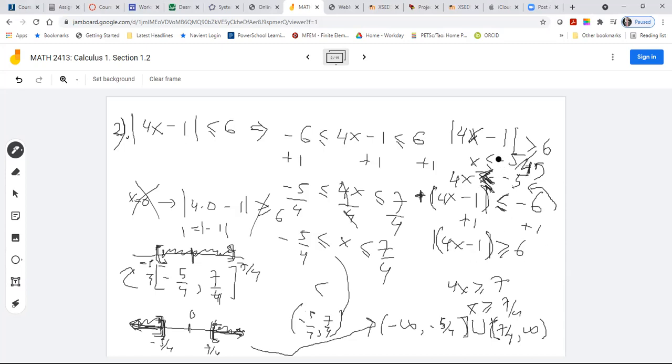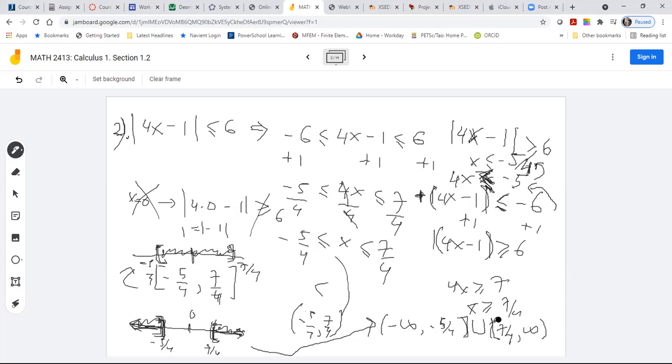So that means from this to the left will be one of the solutions of the inequality. Right? So the answer for this one is open interval, right? From -infinity to -5/4, and the union with 7/4.